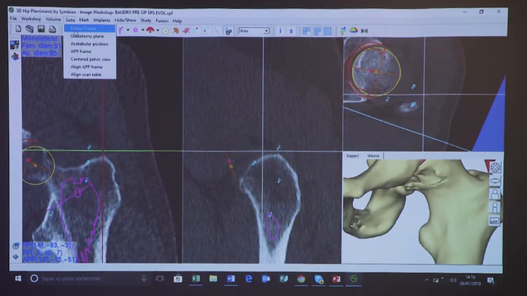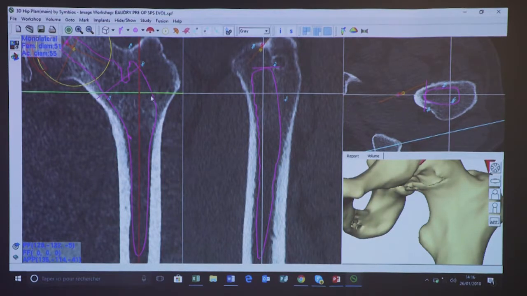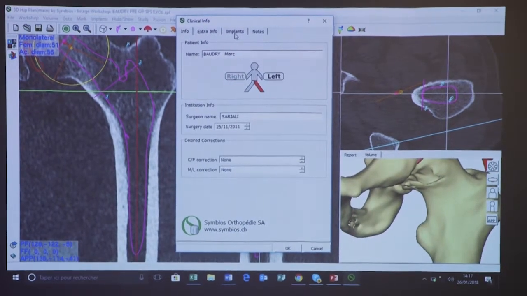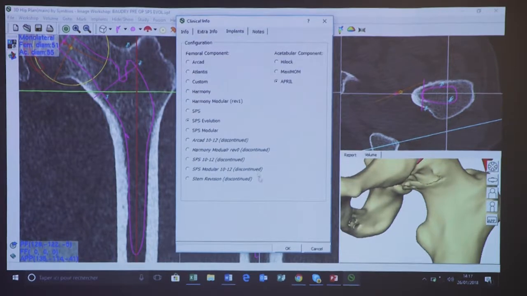Okay, and once we have our femur frame and we have our landmarks, which means the digital fossa here, the top of the lesser trochanter, the top of the greater trochanter, we can start simulating the stem implantation. For example, here is a quite young patient with good corticals, very good bone density, with an anterior flare. I would go for an anatomic stem at first glance. So anatomic SPS Evolution, okay.